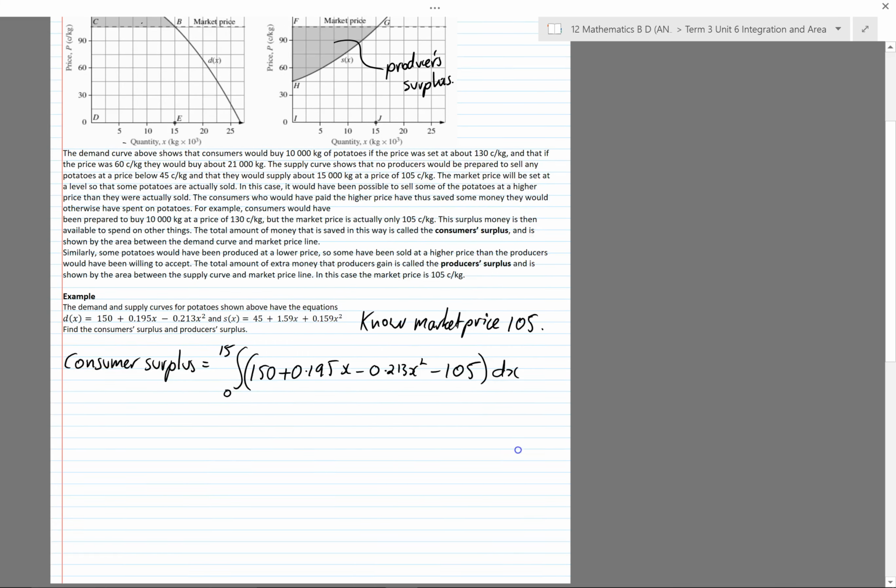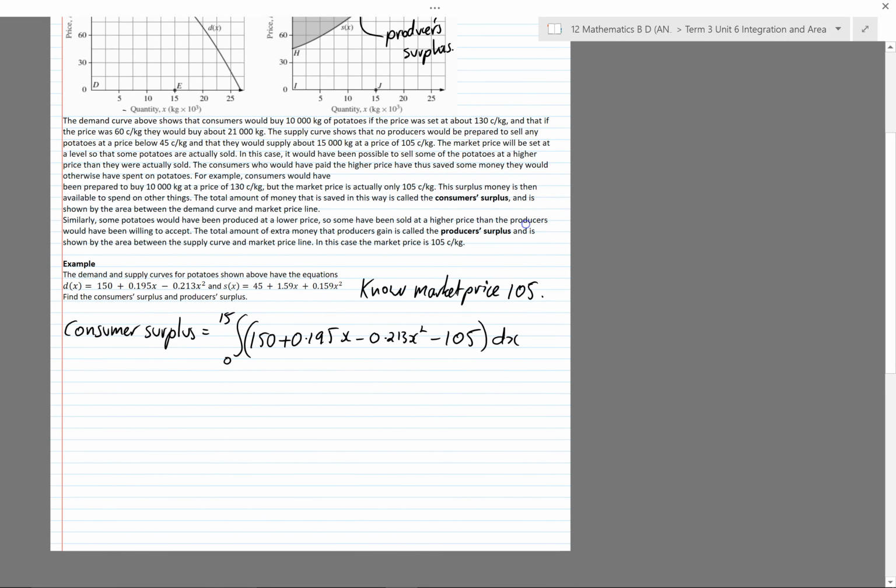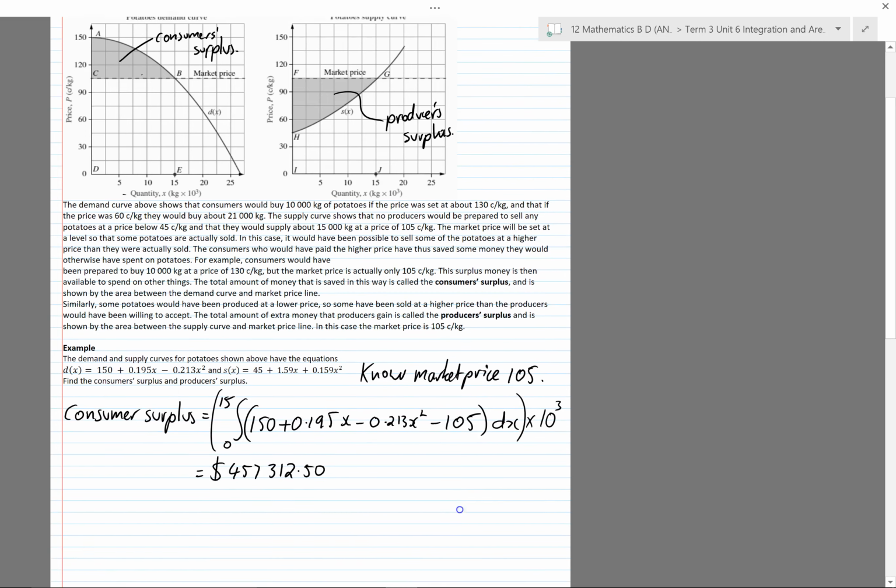I need to remember, even though my quantity is 15, I need to recognize that there's a scale here. So once I find that consumer surplus, I'll need to multiply it by the scale of 10 cubed. So I can do that on my calculator and get about $500,000 saved.